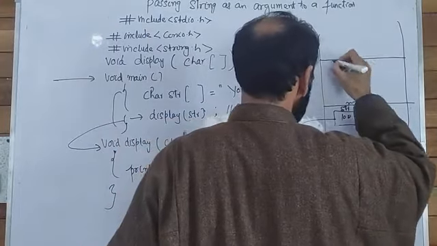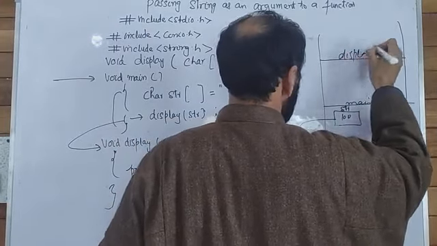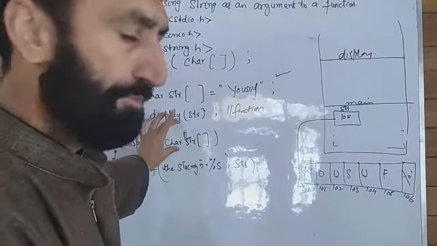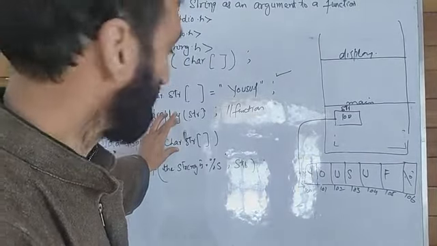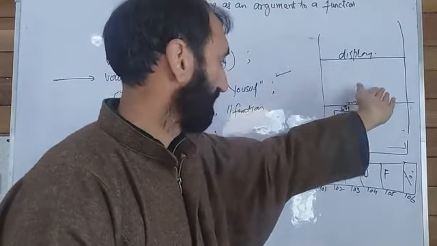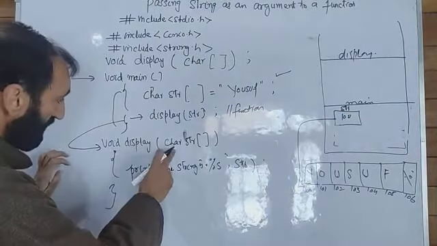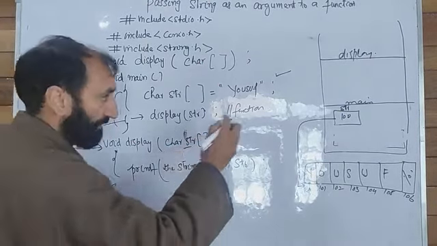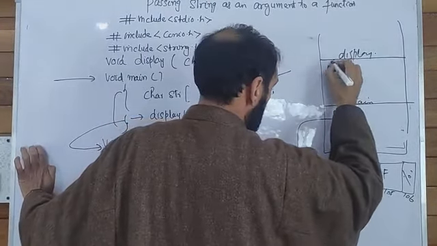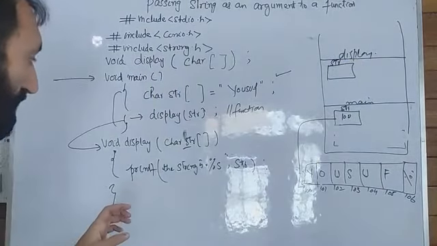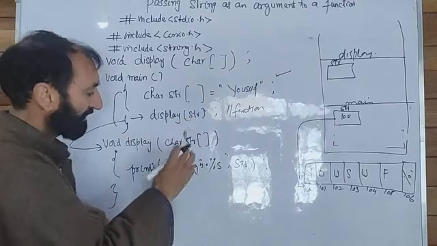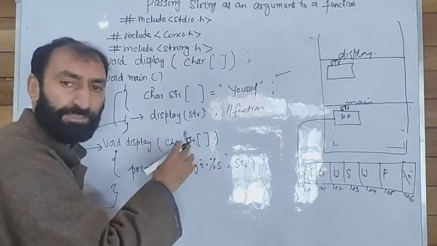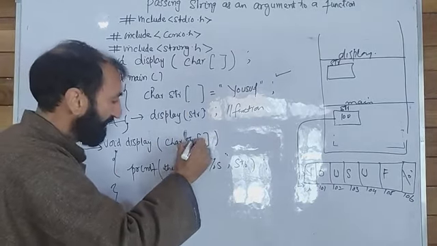Obviously, some memory will be allocated by the memory manager from the stack for this display function. So here there is going to be another variable for the string, a variable in display. The names can be different, str or str1, A or B. The name can be anything. It may be the same or different.